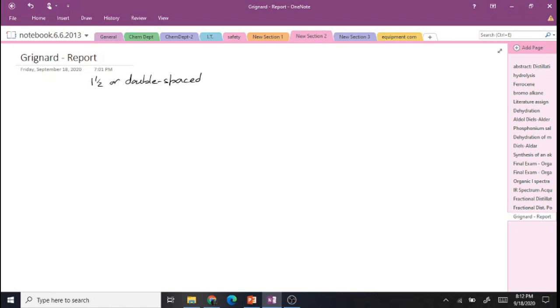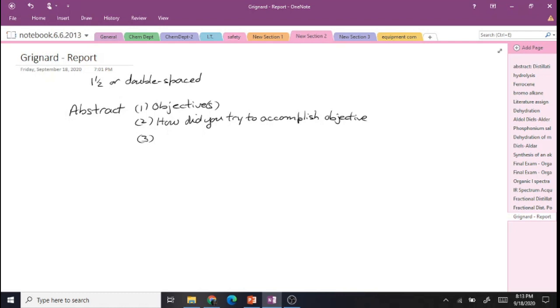And so for the report itself, start with the abstract. When you're writing an abstract, you need to consider first, what was the objective or objectives that you were trying to accomplish with this experiment? Second, how did you try to accomplish the objective? Third, what were the results? And fourth, how do you know?